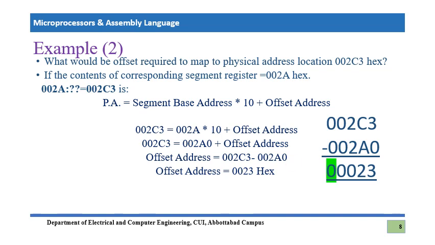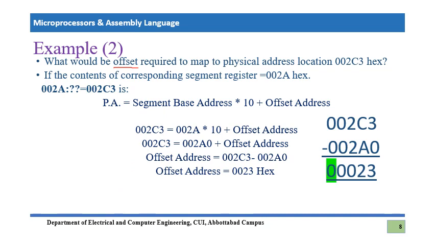Okay, here we are going to take another example, and this time we will be taking a different kind of example so that this stuff becomes more clear to you. So the question is, what would be the offset required to map the physical address location to this one, if the content of the corresponding segment register is given to you? What is required here? Offset. Remember, in the last example we calculated the physical address, but in this example we are interested in the calculation of offset.